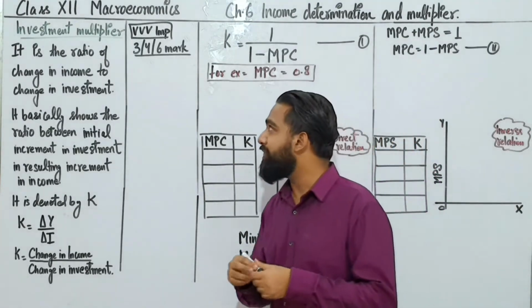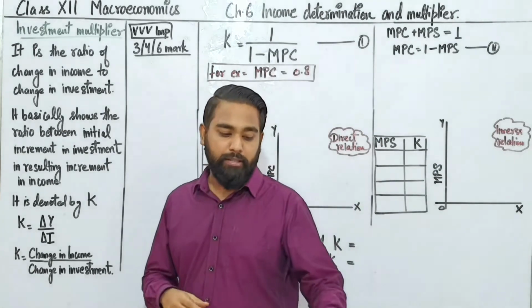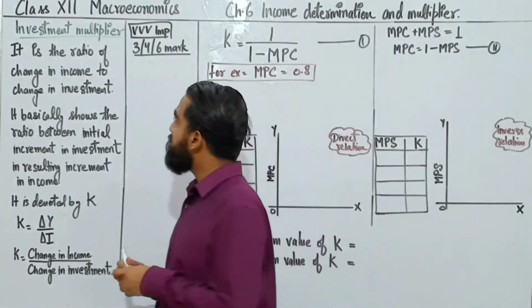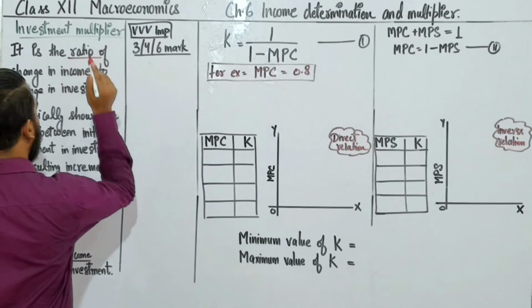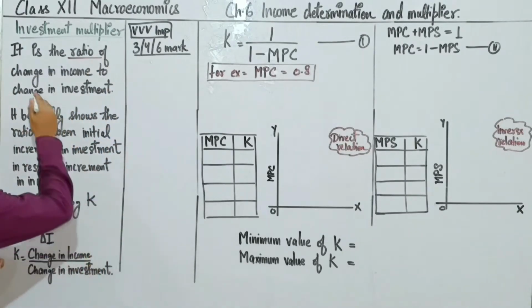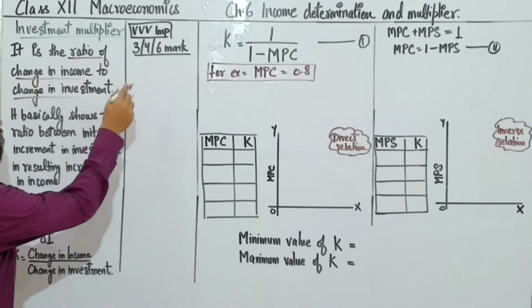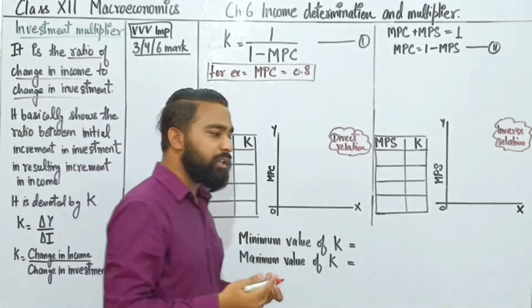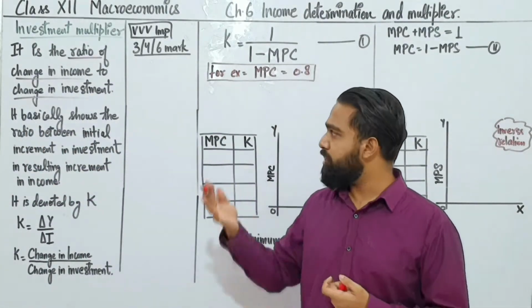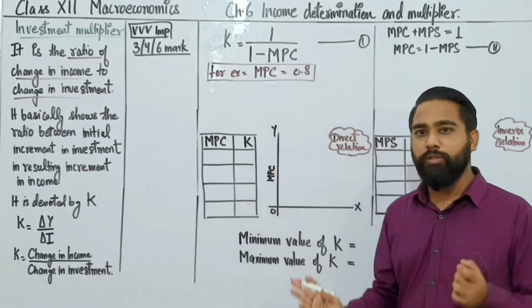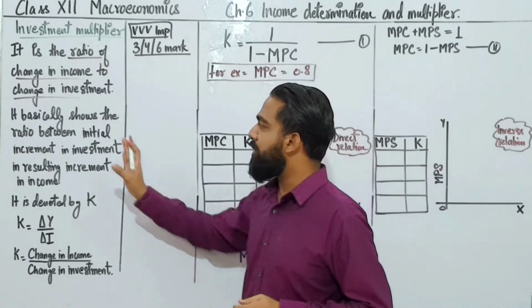Now, what is investment multiplier? Basically, it is the ratio of change in income to change in investment. Whatever the change in income to change in investment, that ratio is known as investment multiplier.